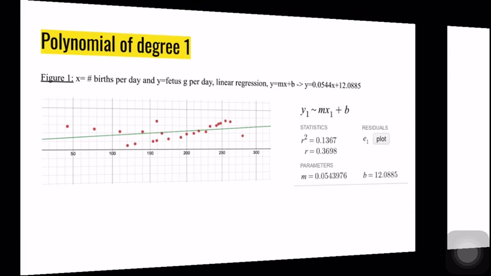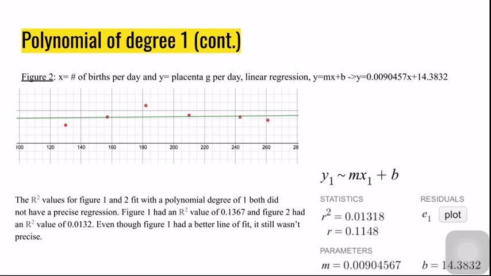When comparing the r-squared values for both Figure 1 and 2, they fit within a polynomial degree of 1, and they both did not have a precise regression. Since Figure 1 had an r-squared value of 0.1367 and Figure 2 had an r-squared value of 0.0132, Figure 1 had a better line of fit, but it still wasn't precise.